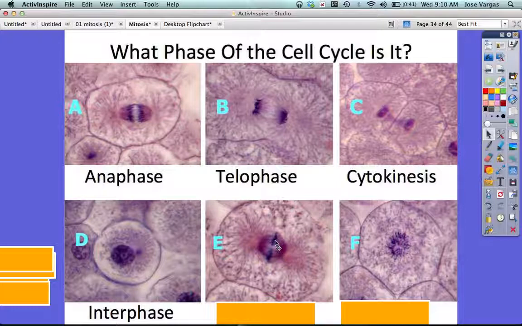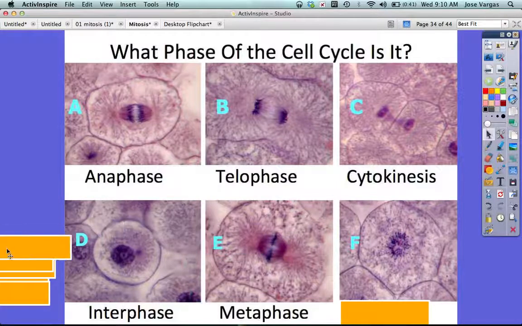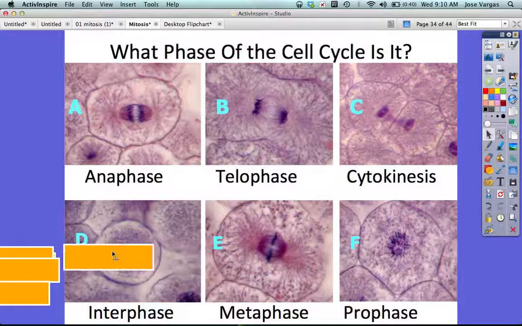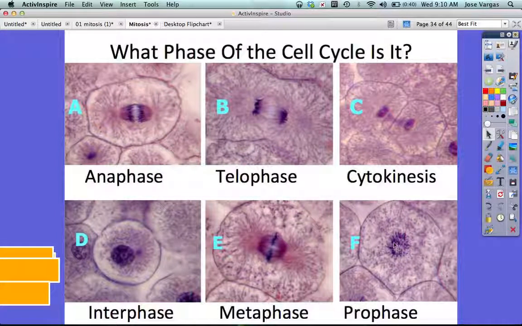In here, we can see how they align in the middle. So this is metaphase, M for middle. And the last one, they start to condense, shorter, more visible. This is prophase. Compare the prophase to the interphase. So this was before with all the chromatin. Here we can clearly see the chromosomes.